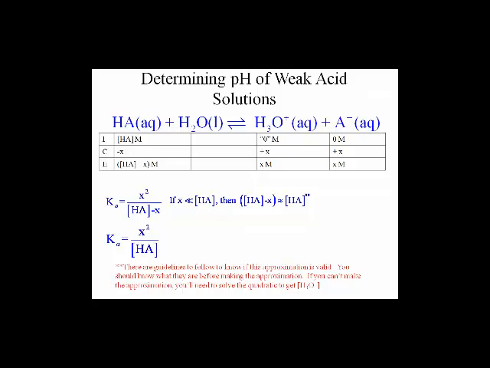And if we solve for X, we can just take the square root of the Ka value times the initial concentration of the conjugate acid. Since that X value equals the hydronium ion concentration, then that would give us the hydronium ion concentration. And once again, we can solve the pH by taking the negative log of that hydronium ion concentration.